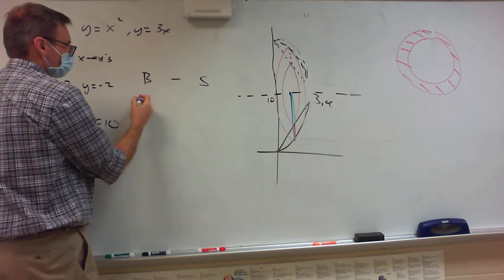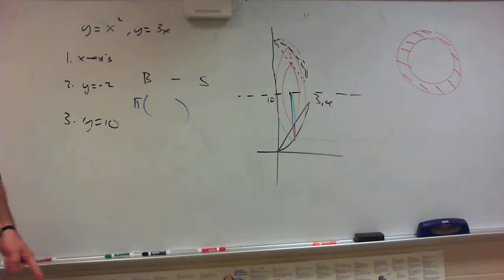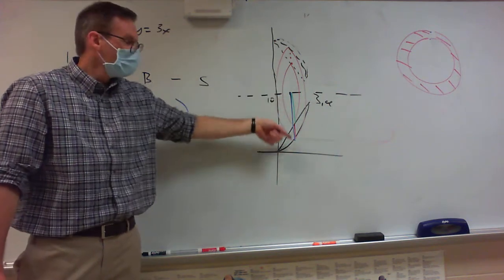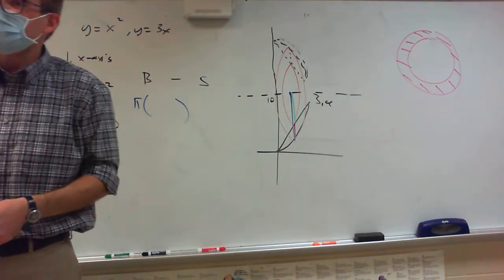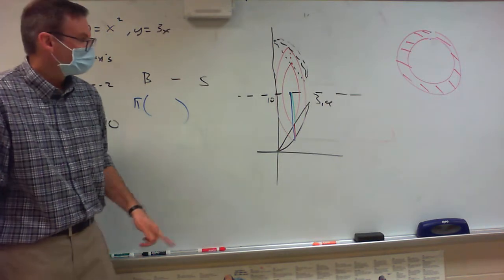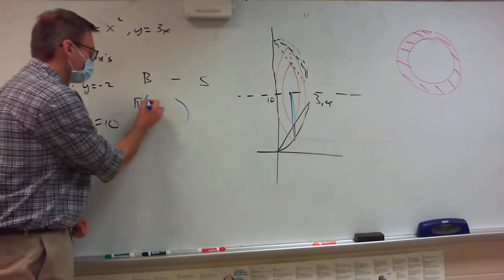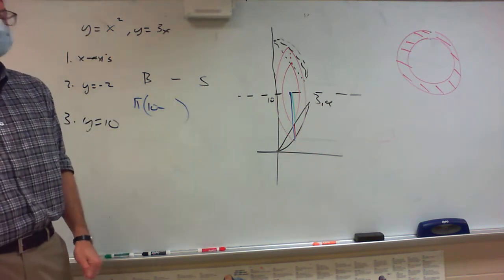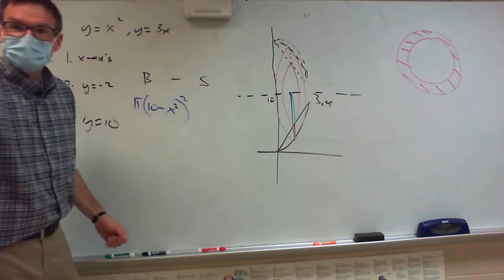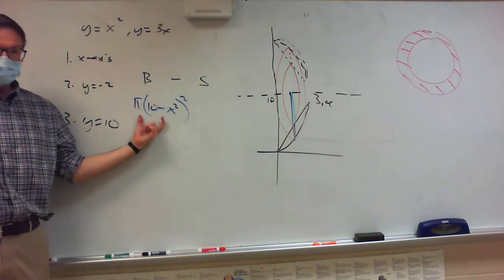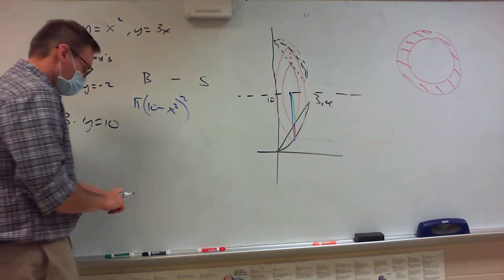So the big circle, pi. Our radius is how tall is that blue line? And how you figure out how tall that blue line is: top minus bottom. What's the top function? 10. What's the bottom function? x squared. Does everybody see that? All right.